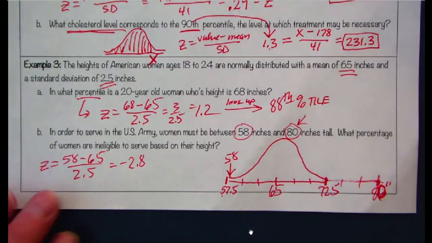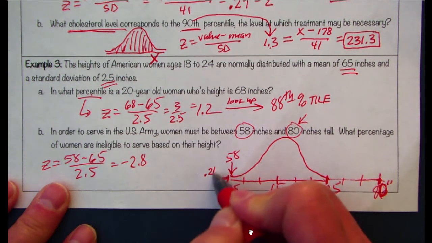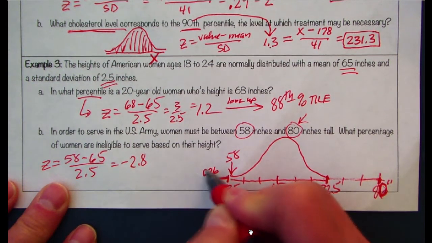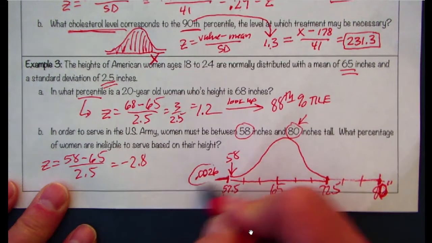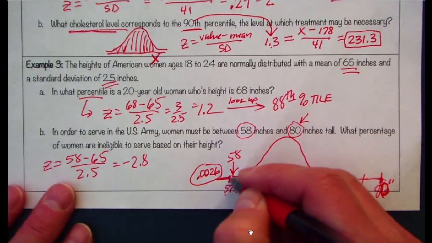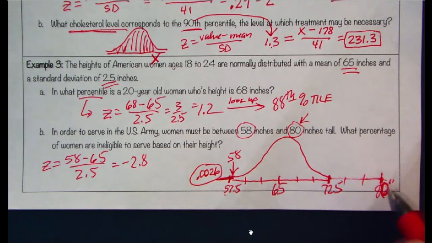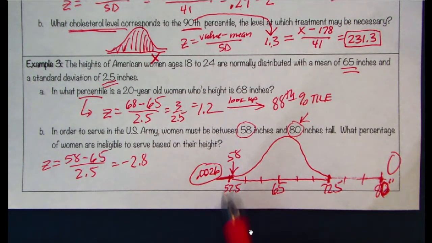So there's only 1/4 of a percent, 0.26, it's really, if you want to do it in a decimal, it's 0.0026. So it's like 1/4 of a percent is below 58 inches. So not many women are below that. So how many women are going to be rejected because they're over 80? I would say essentially none. And then how many are going to be rejected because they're less than 58? About 1/4 of a percent.